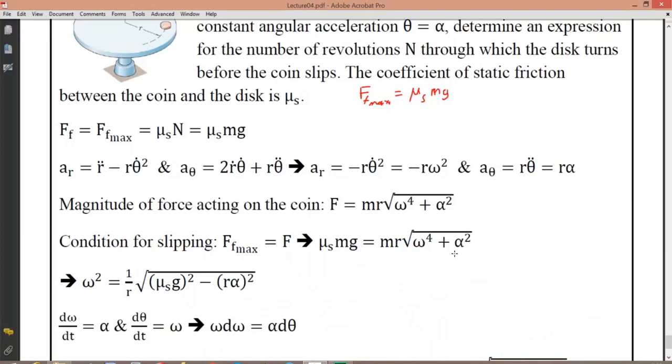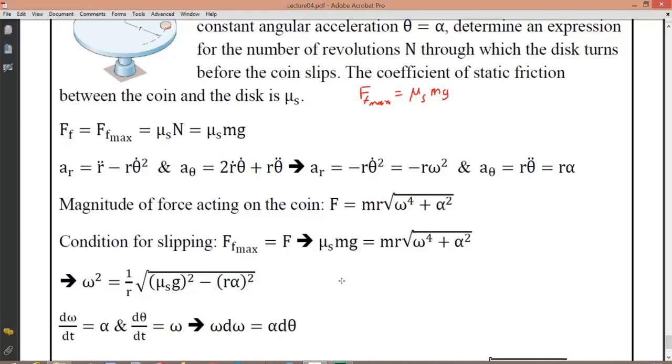There's the rewritten case for that, so there's a shuffling of the equations here, and as a result of that we get omega to the power 4 and alpha to the power 2. But then what we don't know about this is the omega. Alpha is known, but we don't have any information about omega. However, we can find omega as a function of alpha and mu s in this way.